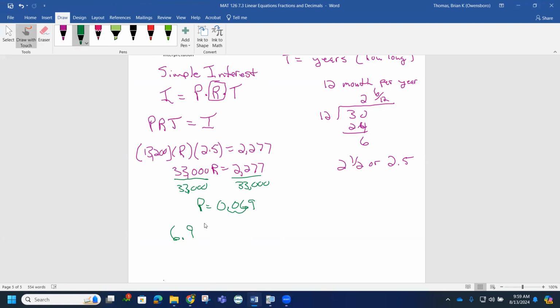So 6.9% is described as the annual interest rate. Usually when you're borrowing money, it's described as an APR, annual percentage rate. That's why the 30 months had to be converted over to years, so we could determine that as a yearly interest rate. So again, pay attention to how that has to be put into MyLab.